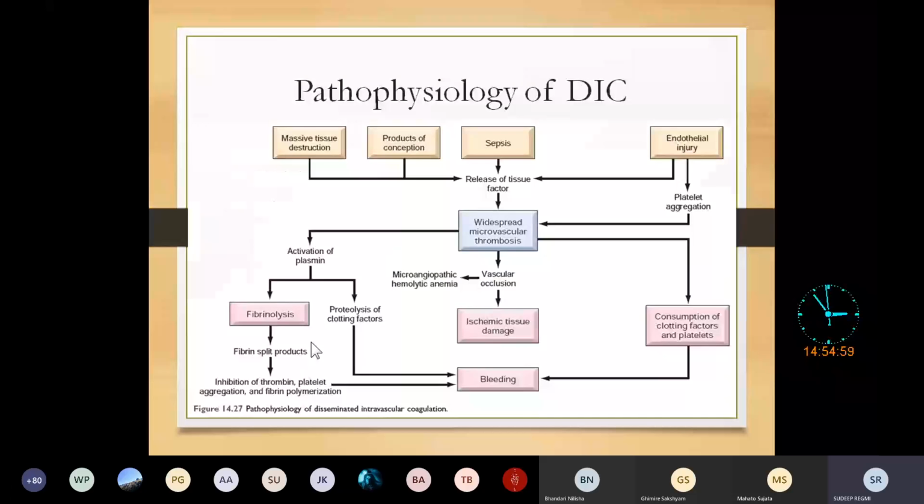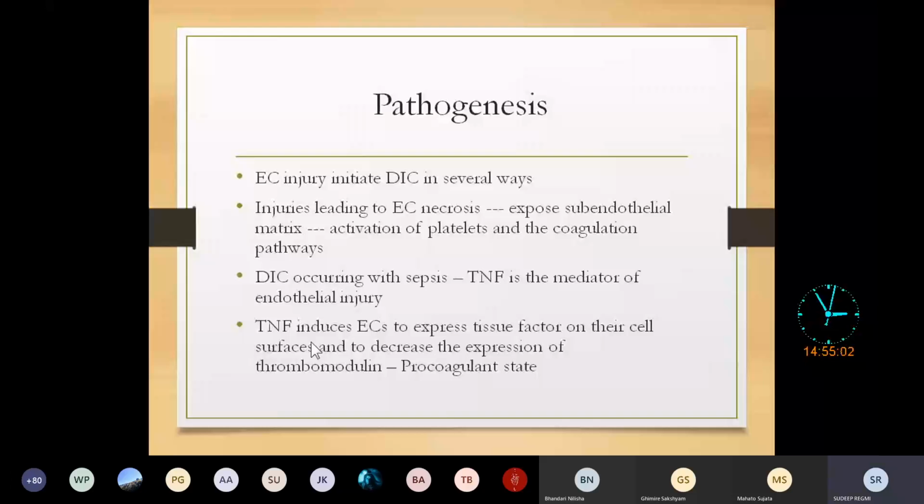Endothelial injury initiates DIC in several ways. The injury is either direct injury with massive tissue destruction, or sepsis, leading to endothelial cell necrosis, which will expose the endothelial matrix, and there will be activation of the platelets and the coagulation pathways. In DIC occurring with sepsis, tumor necrosis factor alpha, TNF, is the mediator of the endothelial injury. If it is sepsis, then TNF is the mediator of this endothelial injury.